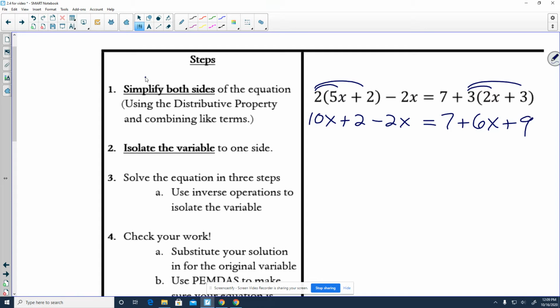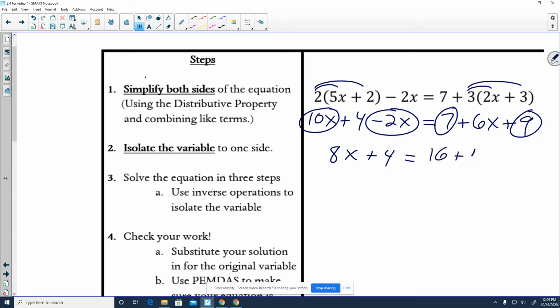All right. Actually, I made a mistake here. 2 times 2 is not 2. 2 times 2 is 4. So be careful. 2 times 5x is going to give me 10x. And then 2 times 2 is going to give me 4. All right. So now I'm going to combine like terms. So 10x minus 2x is going to give me 8x plus 4 on the left. On the right, my 7 and my 9 are going to be combined to be 16 plus 6x.